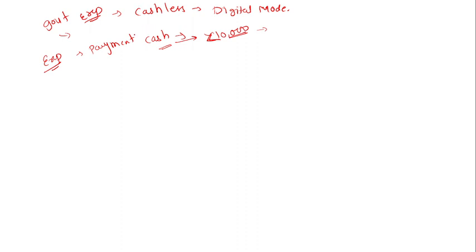I will tell you, that is Section 40A. Section 40A is for disallowed depreciation.